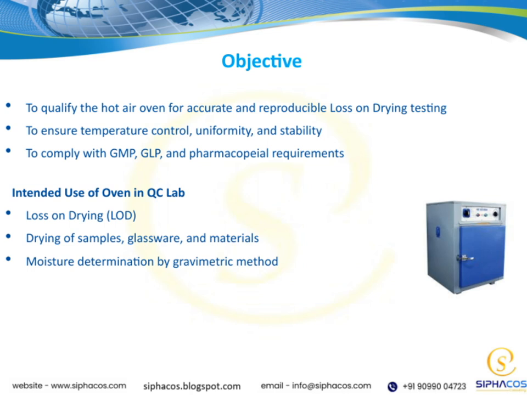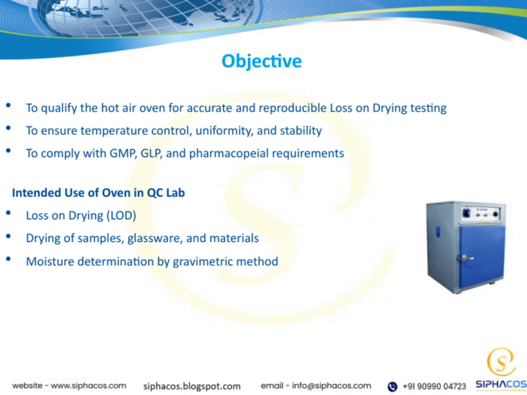These factors are crucial because any fluctuation or inconsistency can affect our drying processes and, ultimately, the accuracy of our moisture determinations. Additionally, it's essential that our oven complies with current GMP, GLP, and pharmacopoeial requirements. These standards are in place to guarantee that our testing methods are scientifically sound and meet regulatory expectations, ensuring the integrity of our quality assurance processes.